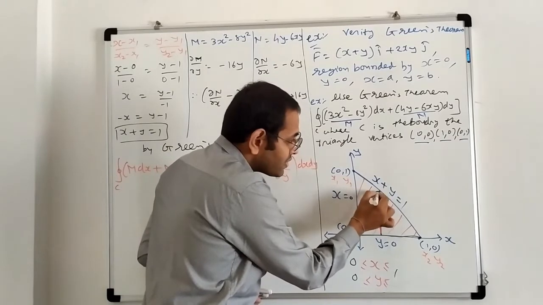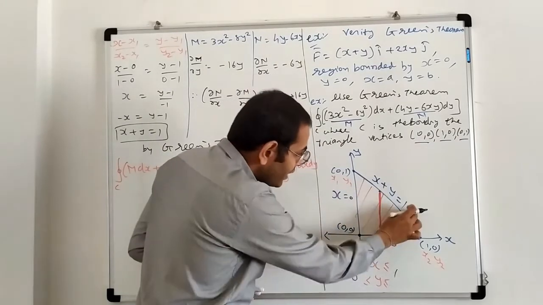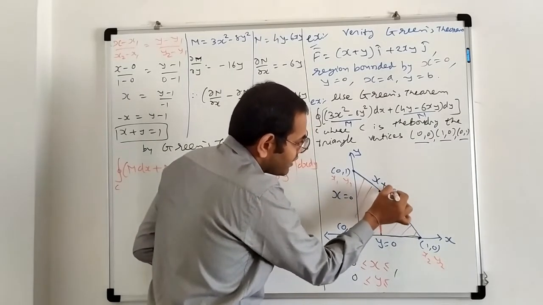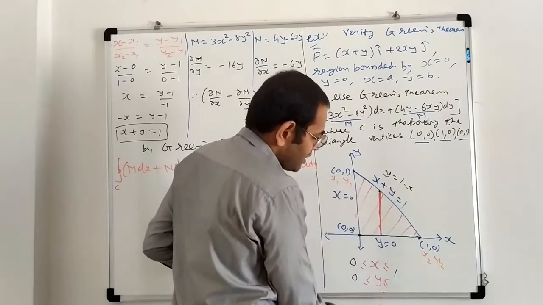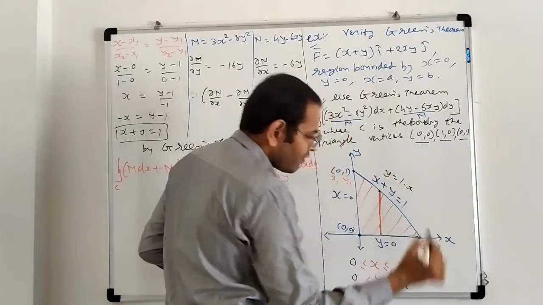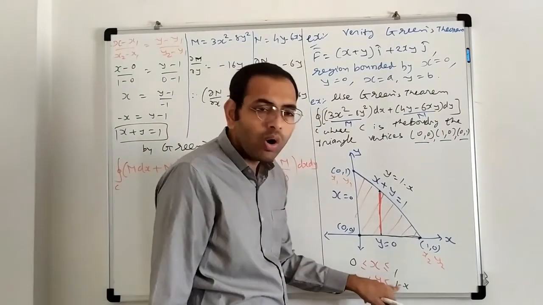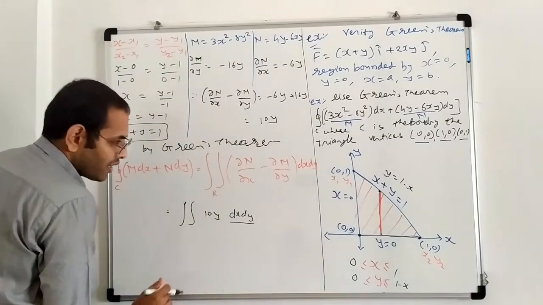Here the strip touches the straight line x plus y equal to 1. Now make y the subject, then y equals 1 minus x. Then the next limit of y, which is 1 minus x, means y varies from 0 to 1 minus x. Substitute these limits here.